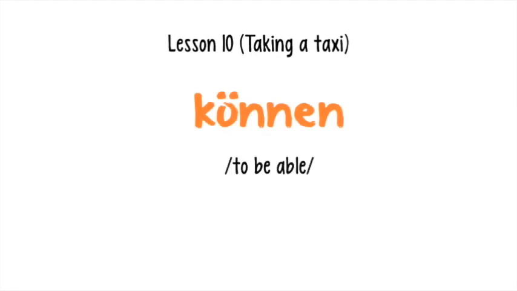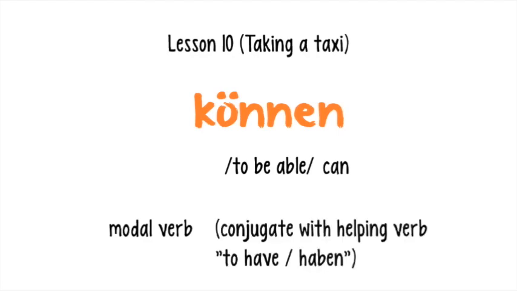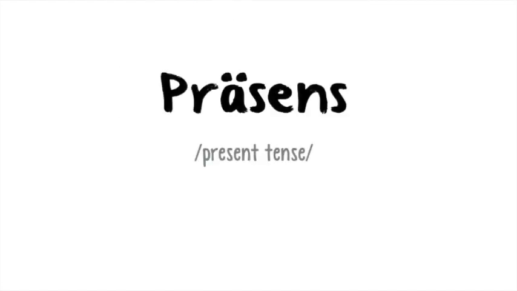In lesson 10, taking a taxi, you already learned about the verb können, which can be translated as to be able or can. Können is a modal verb, which means that most of the time this verb won't stay alone in a sentence, but rather be conjugated with another verb, which is the helping verb to have, haben. Let's have a look at the conjugation in the present tense, Präsens.